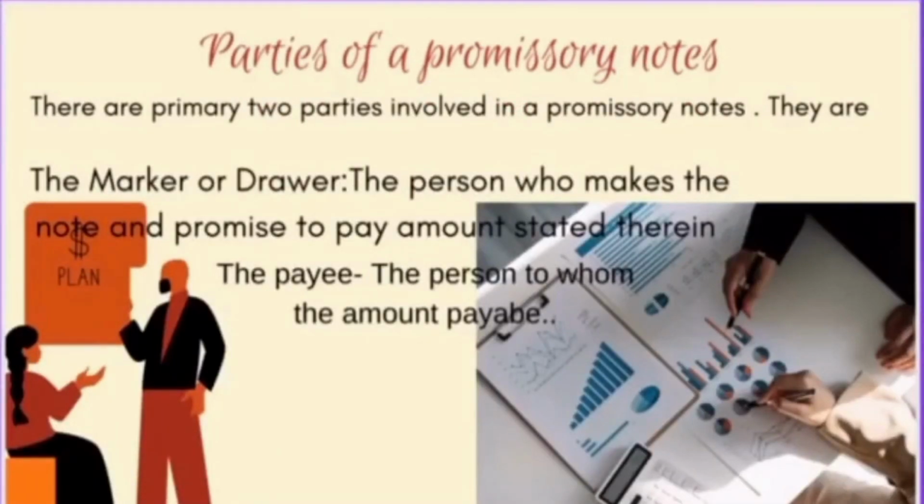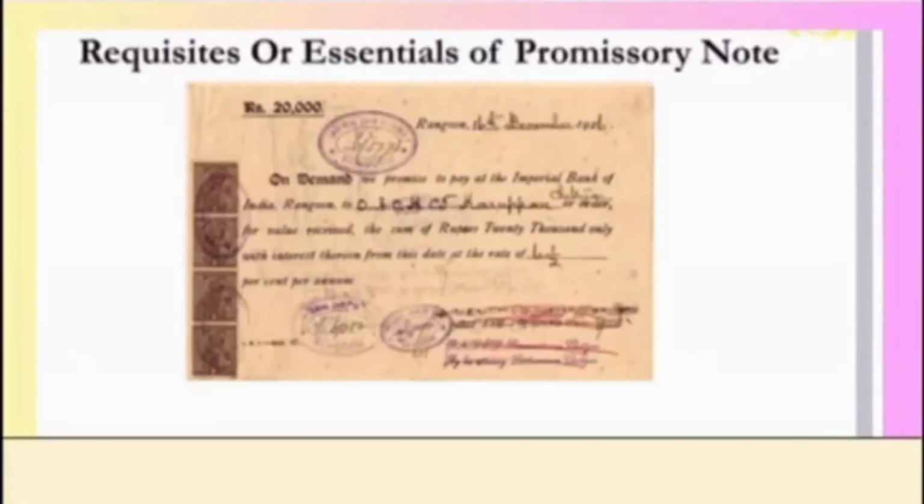These are the primary two parties involved in a promissory note. They are the maker or the doer, the person who makes the note and promises to pay the amount stated in it. So, mao sila ang naghimo sa promissory note nga ila ihatag nimo. So, the payee, the person to whom the amount is payable. So, kani ang payee is sila ang mobayad nga kana nga amount nga ilang giutang. So, these are the essentials of promissory notes.